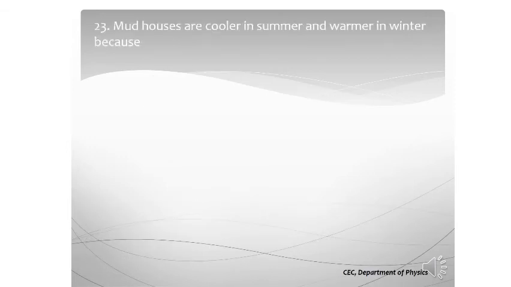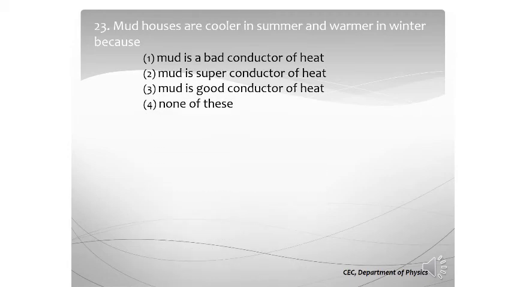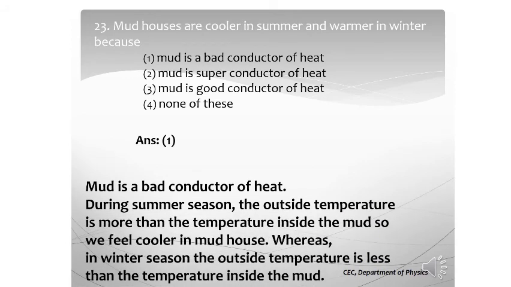Next, mud houses are cooler in summer and warmer in winter because mud is a bad conductor of heat, mud is a superconductor of heat, mud is a good conductor of heat, or none of this. Answer is 1, mud is a bad conductor of heat. During summer season, the outside temperature is more than the temperature inside the mud house, so we feel cooler in mud house. Whereas in winter season, the outside temperature is less than the temperature inside the mud house.